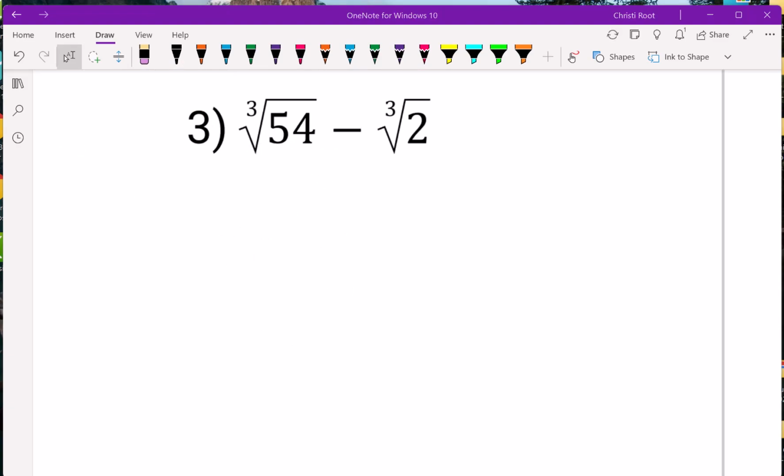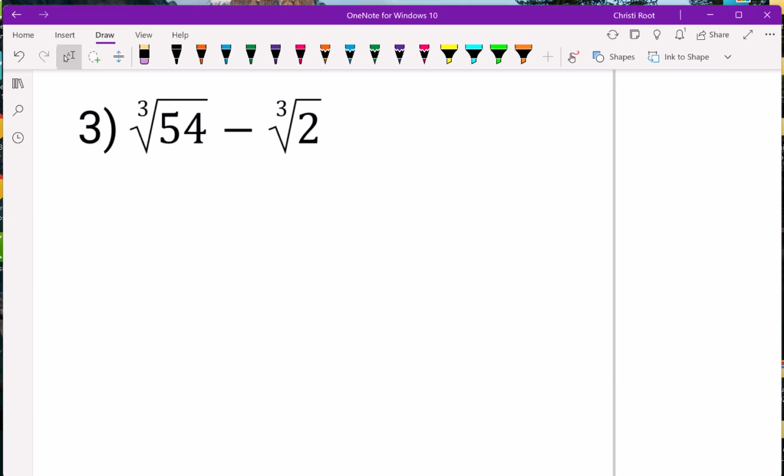So if you look at number 3, what do you think? Am I able to subtract those the way it is? They're both cube roots, so that's good. But one is 54 and the other one's 2, so my radicands don't match. Is there a way that maybe I can change the cube root of 54 to get it to match? Do we know how to simplify the cube root of 54?